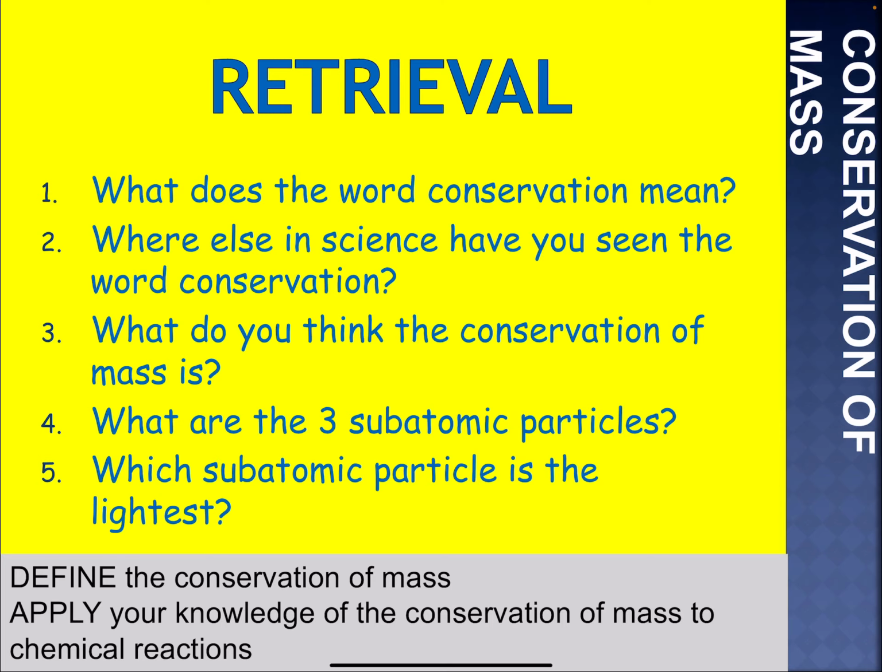Number 3, what do you think the conservation of mass is? We've already talked about that. Whatever you start off with in a chemical reaction, whatever the mass is, the products should have the same mass. Number 4, what are the 3 subatomic particles? That's protons, neutrons, and electrons. And which subatomic particle is the lightest? That is the electron. Moving on.